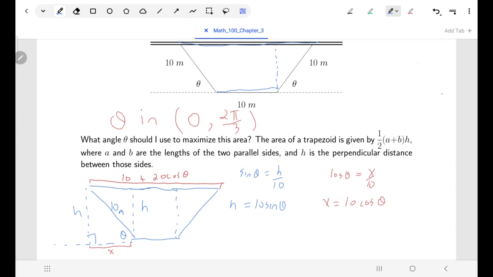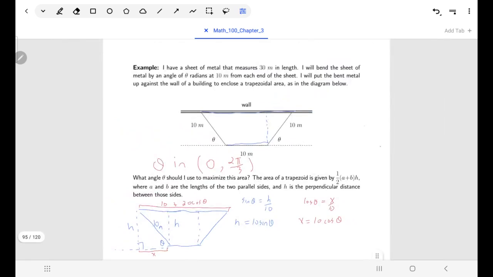We know that A is 10. We know B is 10 plus 20 cos theta. And height we know is 10 sine of theta. So now let's put that all together.